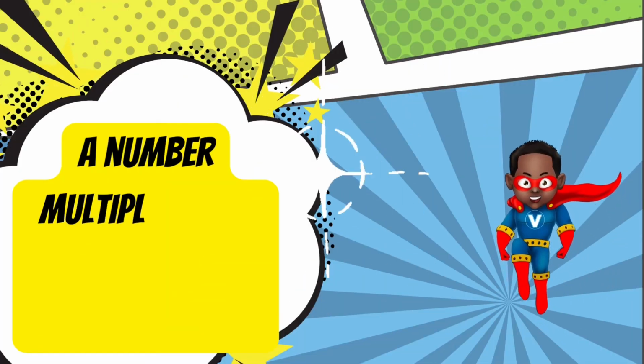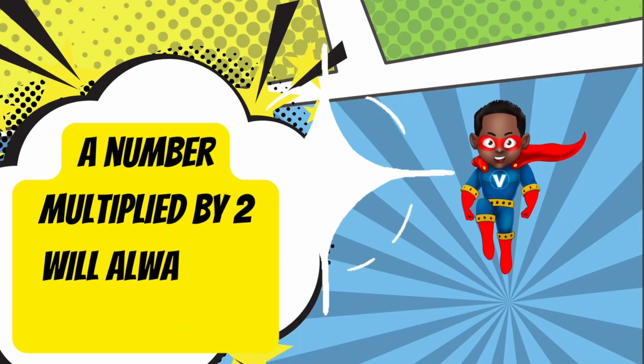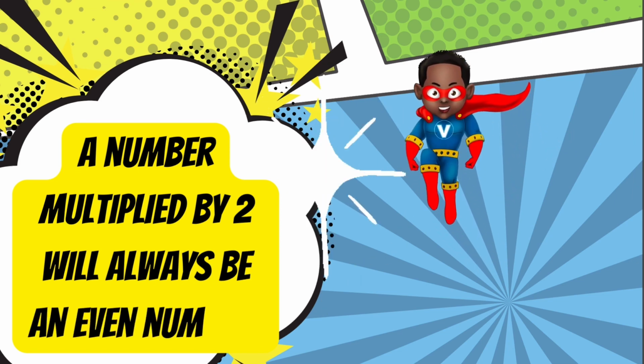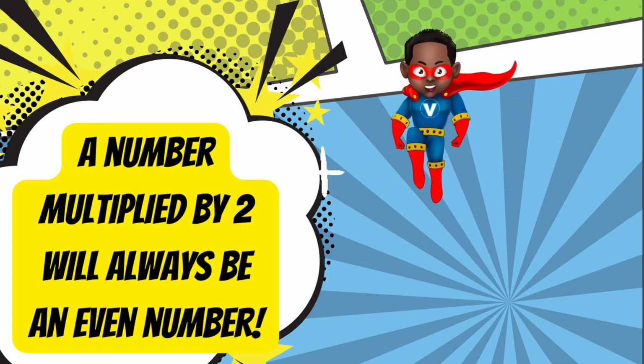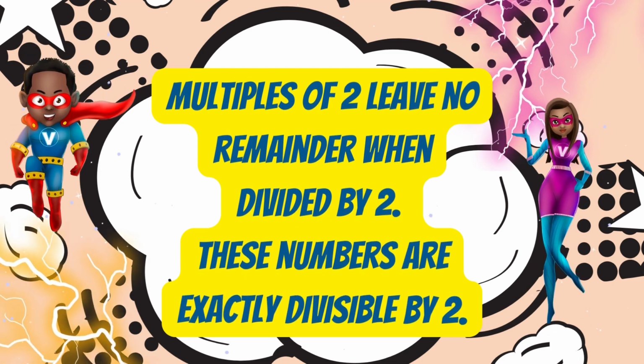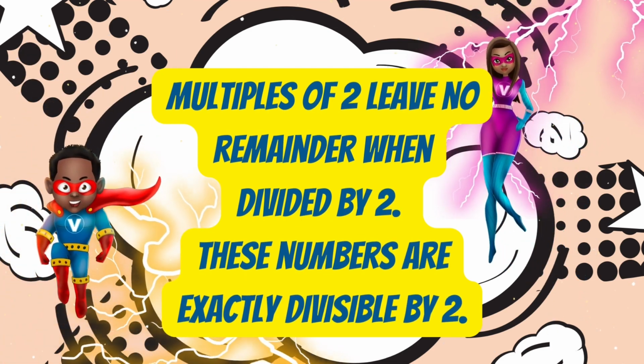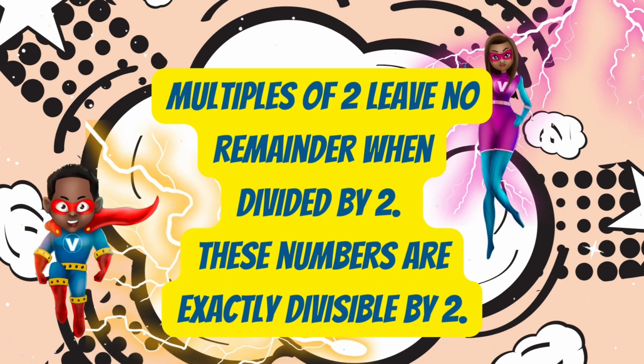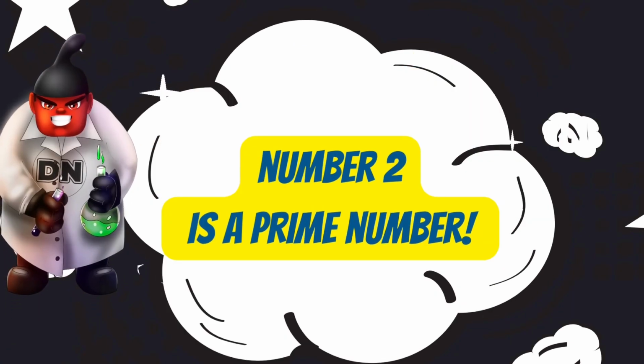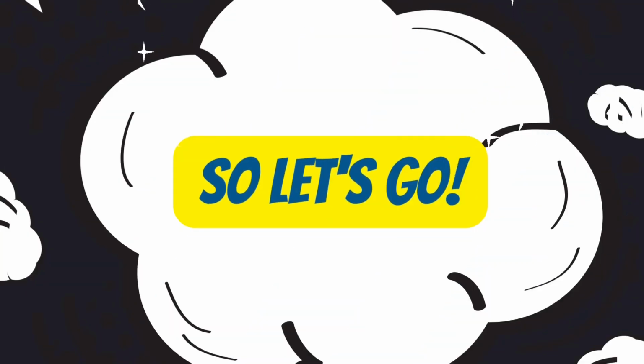A number multiplied by 2 will always be an even number. Multiples of 2 leave no remainder when divided by 2. These numbers are exactly divisible by 2. Number 2 is a prime number. So let's go.